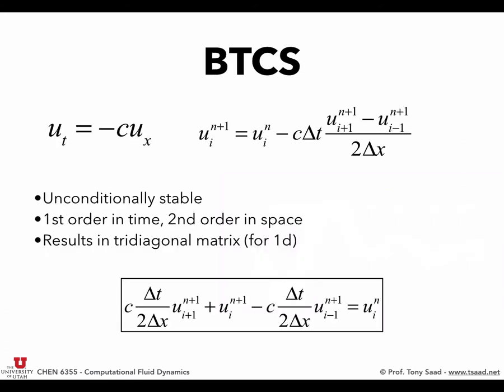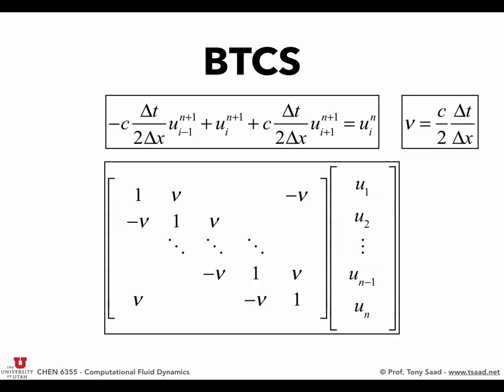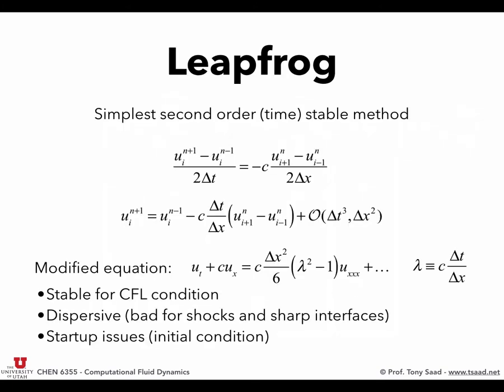So then you get to the backward in time, central in space. That is unconditionally stable, but it's also dispersive. And we've done this before. This results in a tridiagonal system. But what I'm interested in is explicit schemes that are also higher order in time. So that gets us to the leapfrog method.